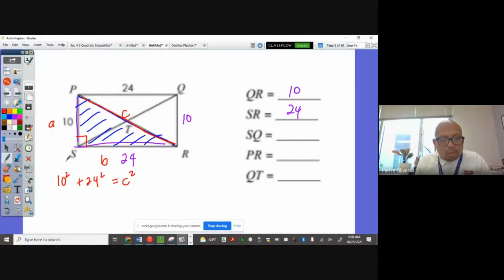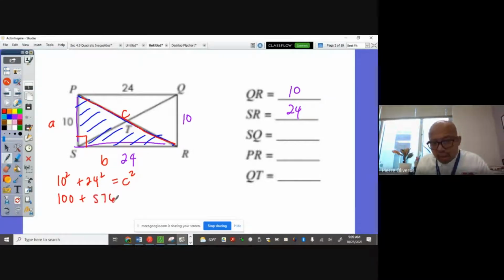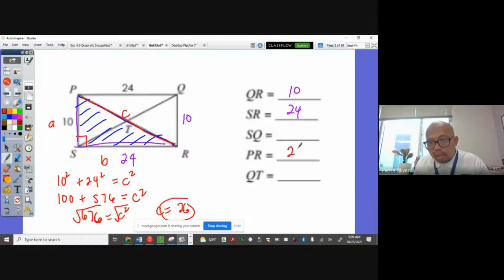Using our calculator, we know that 10 squared is 100. 24 squared is 576. You add it to 100 and take the square root of 676. The square root of 676 is 26. So therefore, PR is 26.